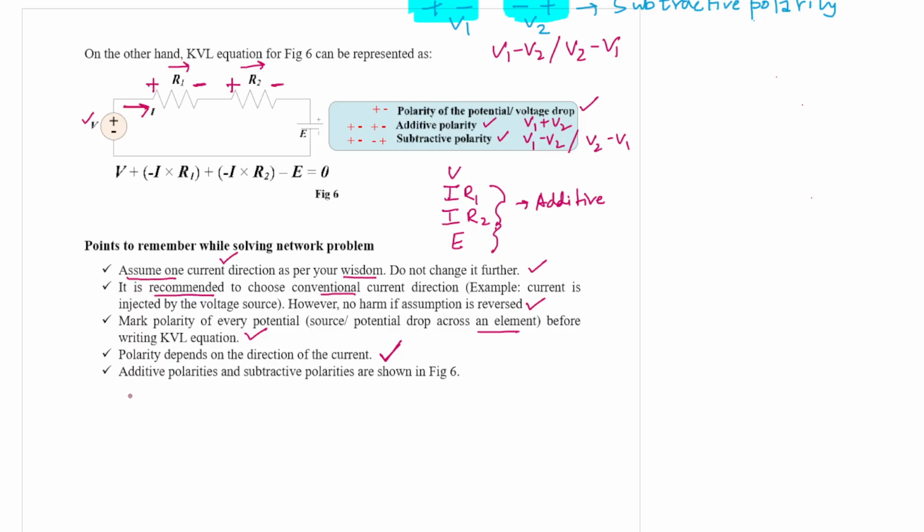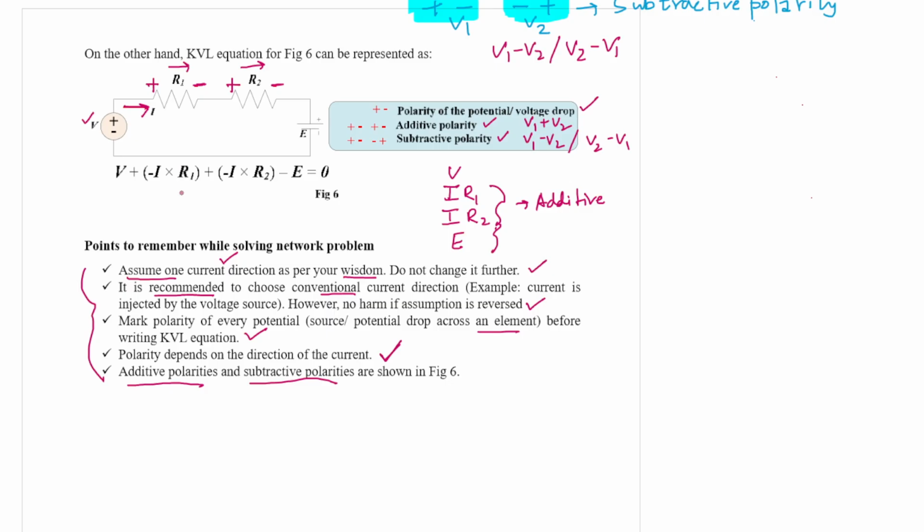Now frame KVL equations as per additive polarities and subtractive polarities as shown in figure 6. These are the standard protocols you should follow to minimize your error. First, choose one current direction as per your wisdom. It causes no harm if you choose any; you can choose clockwise or anti-clockwise. But if you choose clockwise, as for this problem, I cannot change it for the rest of the problem.